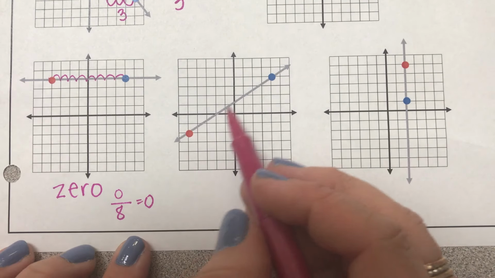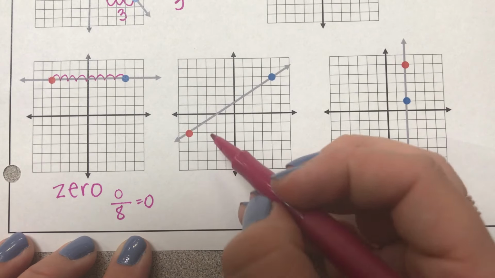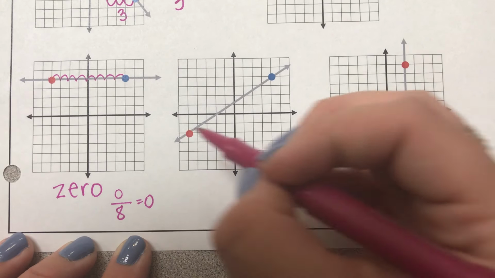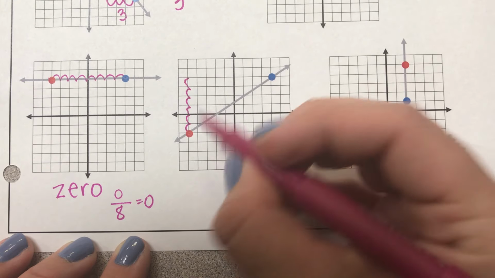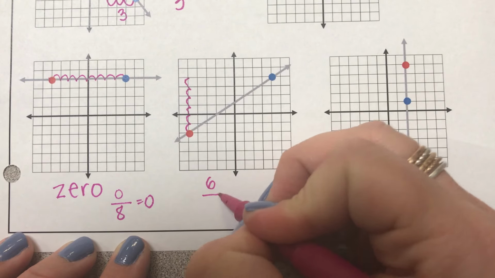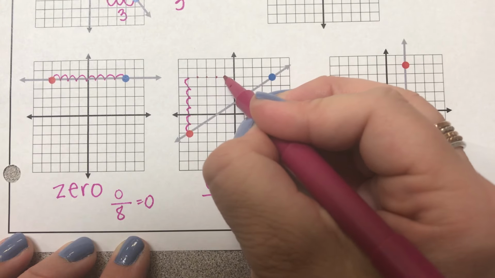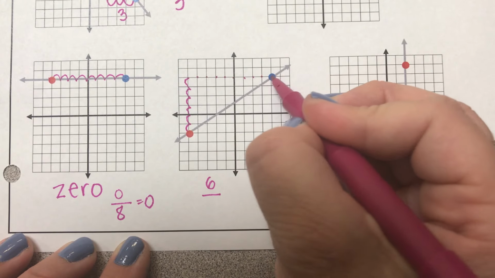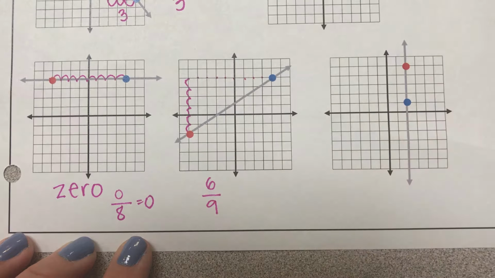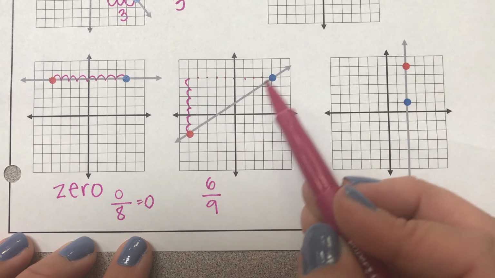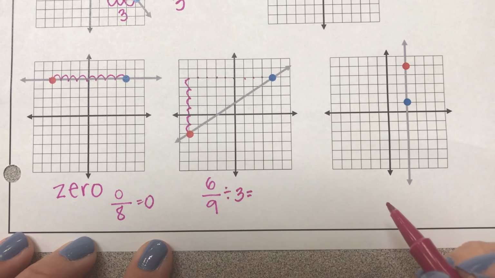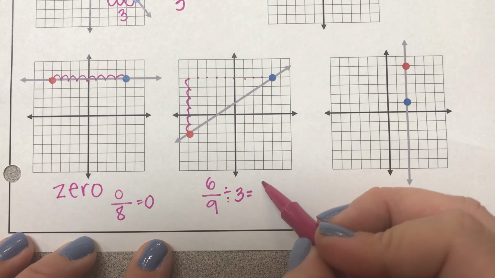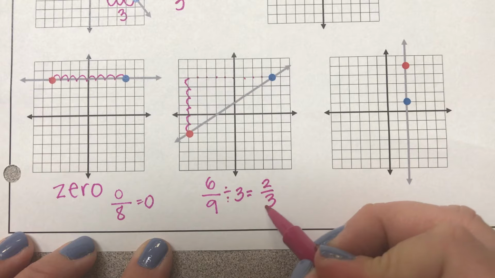Okay, so now let's look at this guy. We're starting way over here. And we're having to rise 1, 2, 3, 4, 5, 6, and run 1, 2, 3, 4, 5, 6, 7, 8, 9. And it's positive because he's going puff, puff, positive. Well, what are 6 and 9 both divisible by? How can I simplify that fraction? They're both divisible by 3, so that's 2 over 3.